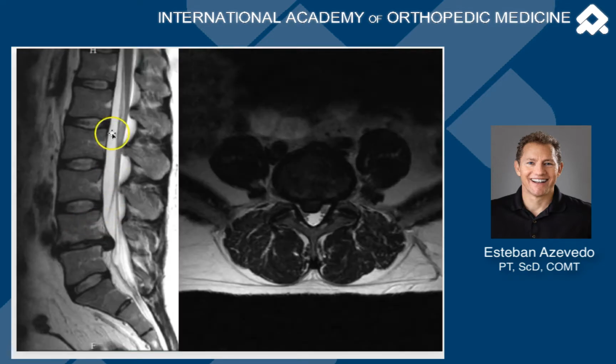Here's an MRI that shows a disc prolapse. It's a very large disc bulge. You see this black stripe here is the posterior longitudinal ligament. And here on the axial view you see a disc bulge coming in and compressing the thecal sac a bit.